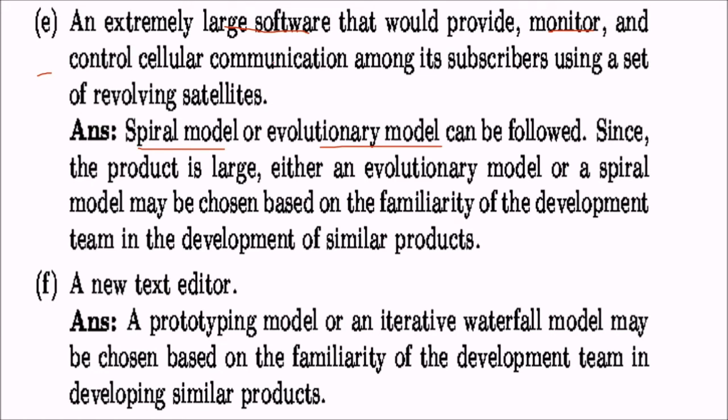Why? Because once we talk about large, we have to also see that whether the team is familiar with these similar products or not. So that is why we have introduced spiral model and evolutionary model here. F is a new text editor. Then again, prototype and iterative. Again, familiarity, context will come.